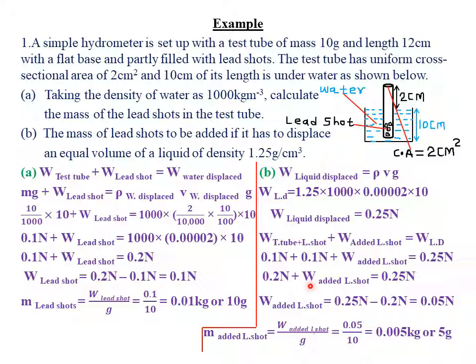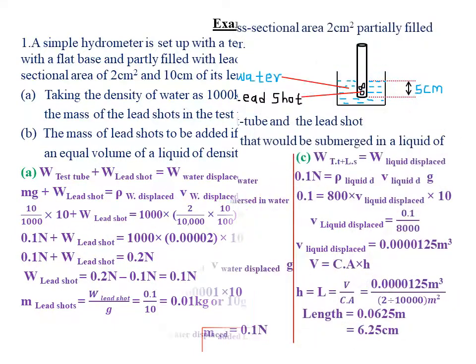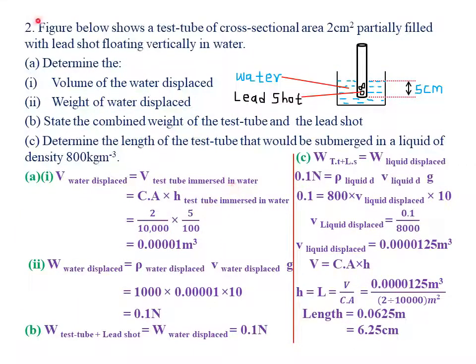So the key thing here is simply to equate the upward forces and the downward forces. Then you should also always remember that in most cases the upward force will just be the upthrust force due to that particular liquid. Next, we look at our second example, which reads that the figure below shows a test tube of cross-sectional area 2 square centimeters partially filled with lead shot floating vertically in water. Determine part A, the volume of the water that was displaced.